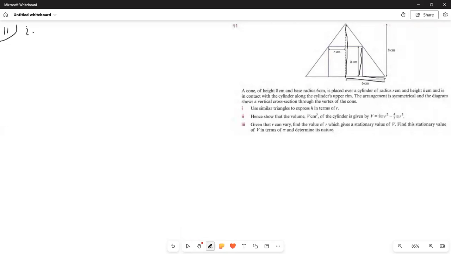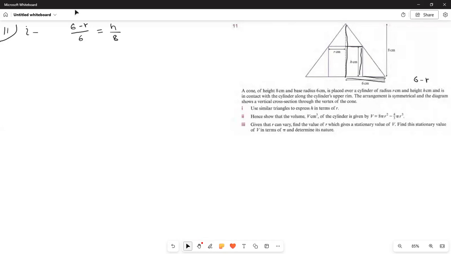So let's try to do part one. Okay, so you can see that this smaller side is simply 6 minus r, because r is the radius, and the total width is 6. So 6 minus r divided by 6. So whatever the ratio between this and 6 is equal to, now this smaller side is h, divided by the whole height, which is 8. Okay, I hope you understand what I'm doing.